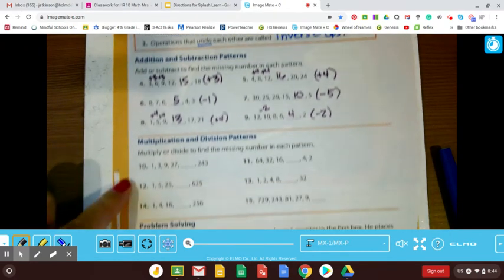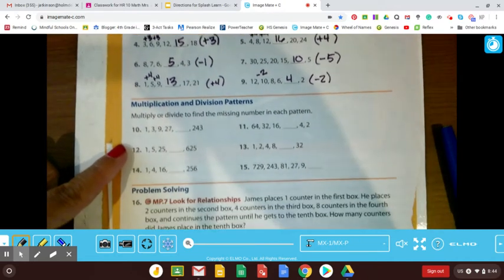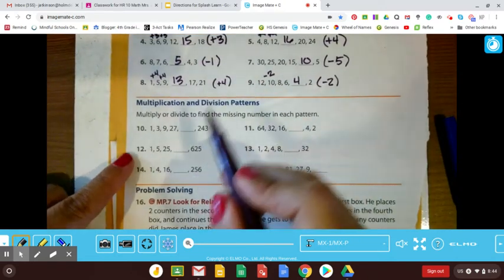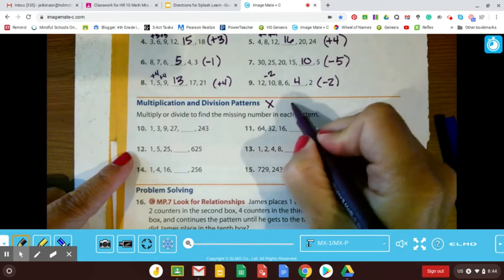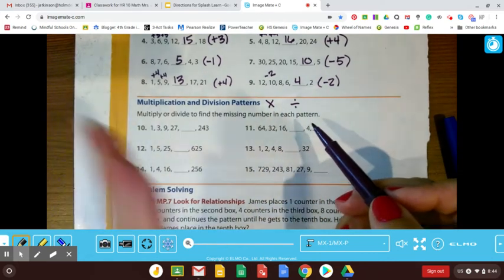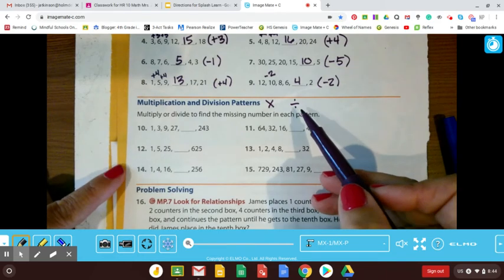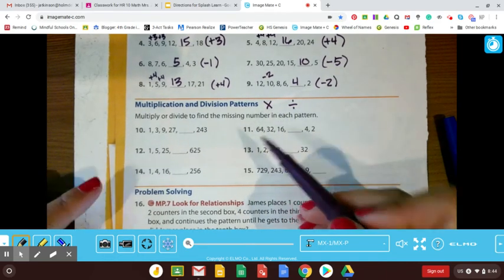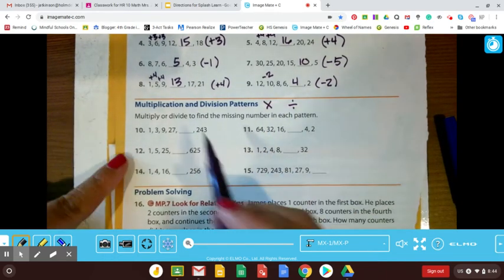All right. And then we move on to multiplication and division patterns, right? So we know we're either multiplying here or dividing. We know that when we multiply, numbers get bigger. And when we divide, numbers get smaller. So that's going to be helpful for us to know.